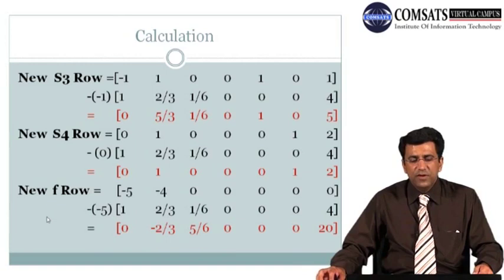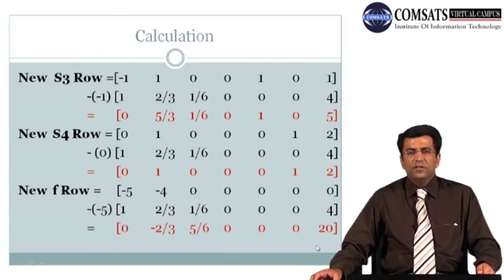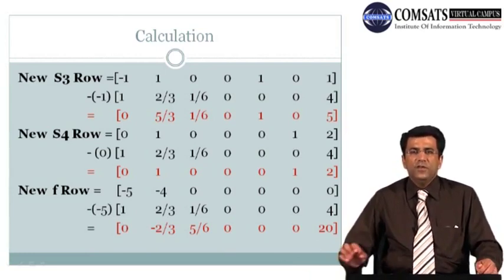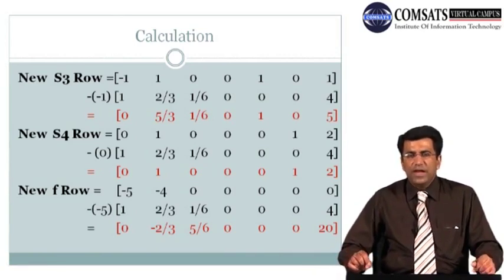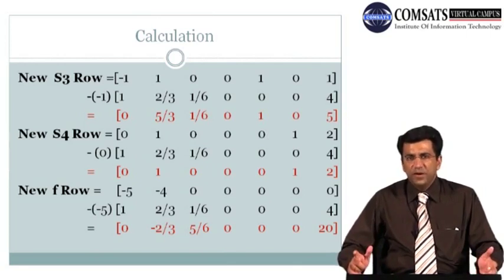Then again students will have to compute the new F row as well. The new F row will be equal to the old F row minus again the corresponding pivot column coefficient into the new pivot row we have just computed. So we will get the new F row as 0, minus 2 by 3, 5 by 6, 0, 0, 0 and 20. So students, what we did, we computed the new pivot row, and we computed all the other rows which are other than the pivot row by using the two different formulas.